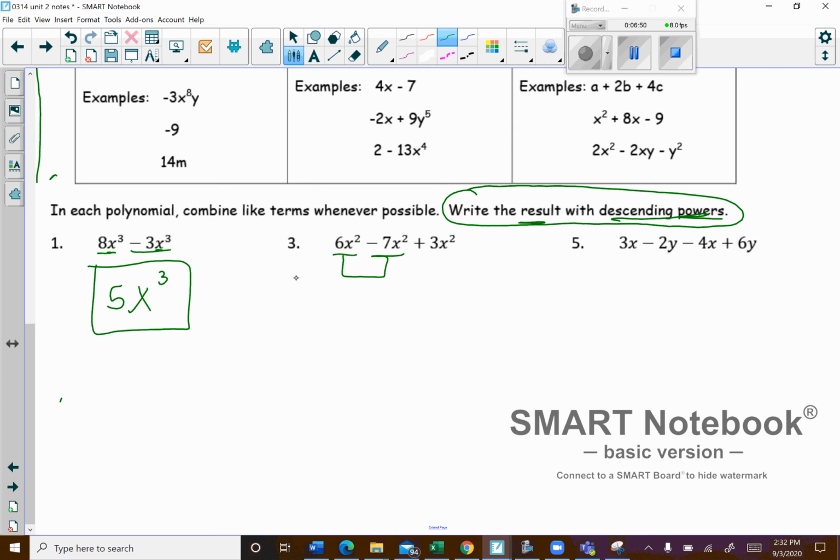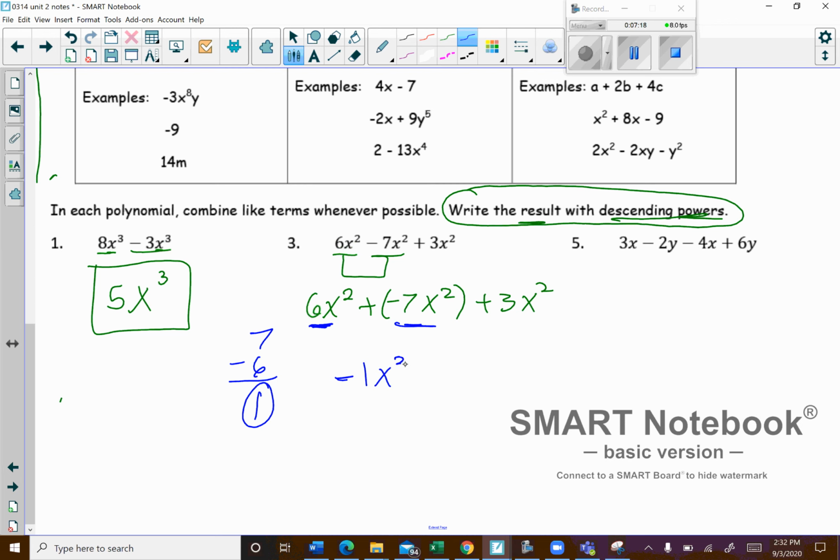So if you remember what you do here, this is the same thing. Let me show my work so we don't get confused. That's the same thing as if I were to put plus a negative 7x squared. And I got plus 3x squared right there. So you're competing. One's positive, one's negative. So take the difference. So 7, take off 6. That leaves you with 1. But it's going to be a negative 1x squared because the larger number was negative. So you take the sign of the larger number.